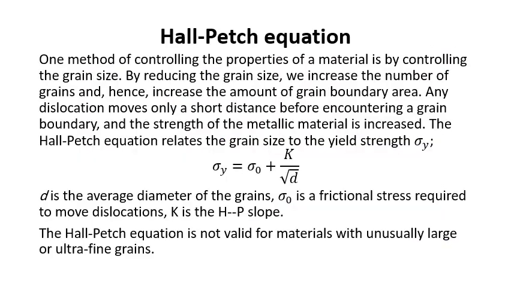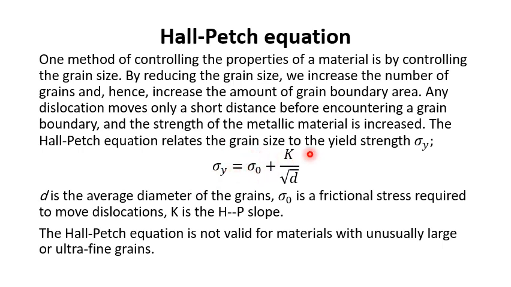Based on grain boundary strengthening, there is a very nice relationship between the yield strength and the average diameter of the grains, or the grain size, which is called the Hall-Petch equation. In the Hall-Petch equation, the yield strength is inversely proportional to the square root of the grain size. In other words, with decreasing grain size, sigma y increases. With increasing grain size, sigma y decreases.